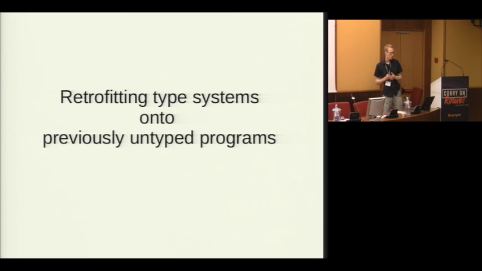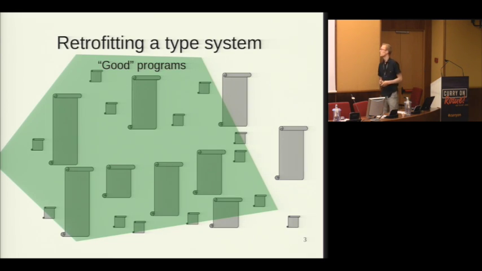So I'm going to start talking about the process of retrofitting a type system onto previously untyped programs. The situation is like this. There are a lot of programs out there that have already been written, and we would like them to satisfy some property. The green area here indicates the programs that satisfy the property. Because these programs were not written by us, some of them will not satisfy the property of interest at all, whereas others might almost satisfy the property and might just require a minor rewrite to be considered good.